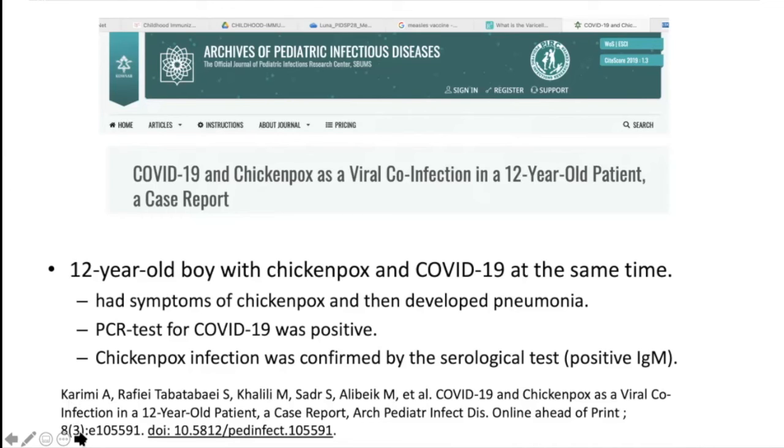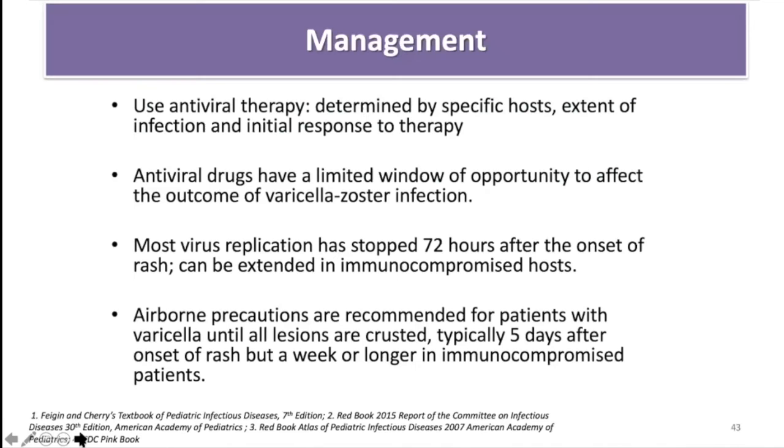So COVID-19 in itself is problematic. Chickenpox complications is also problematic. So it's not a good combination. So we are expecting more serious complications from patients developing both of these diseases. So how do we manage varicella? So mainly just like measles, it is supportive, but we can make use of antiviral therapy.